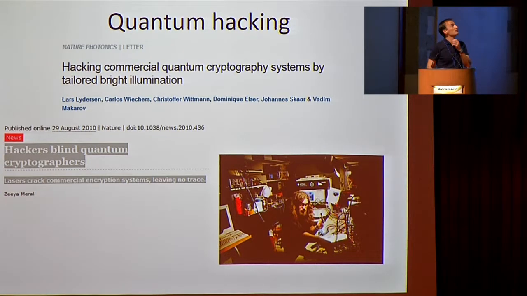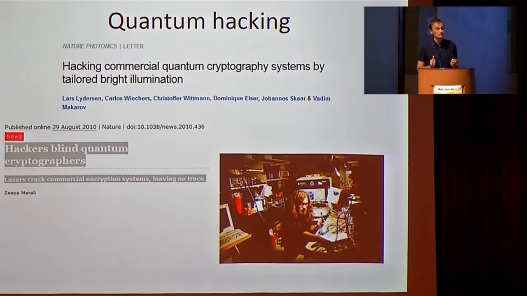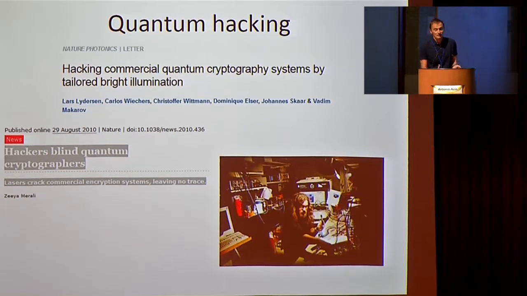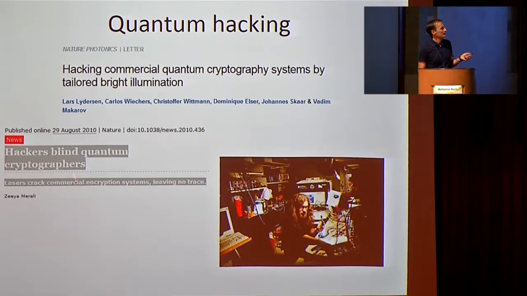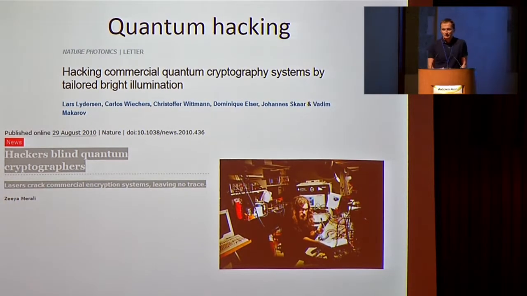But some years ago, there was a group of researchers led by Vadim Makarov, you know, he really looks like the quantum hacker. They went to a company, bought a quantum cryptography product, and hacked the product. Of course, it got some attention, and they published in Nature Photonics, in good journals, and people were interested.